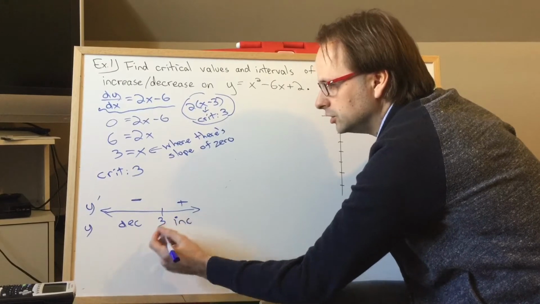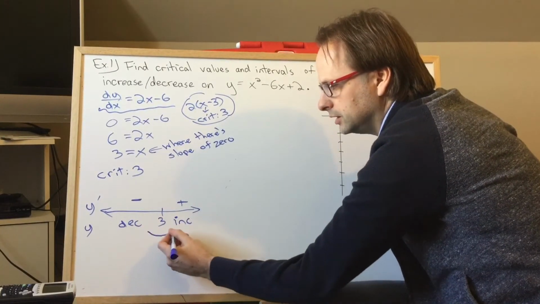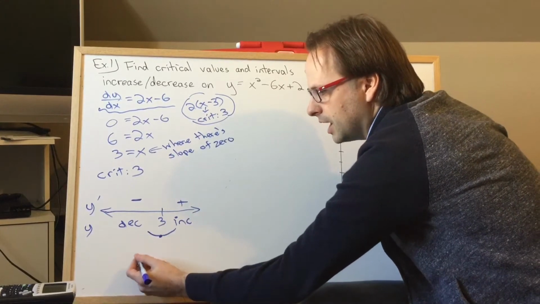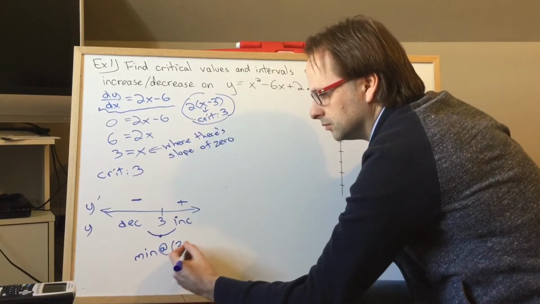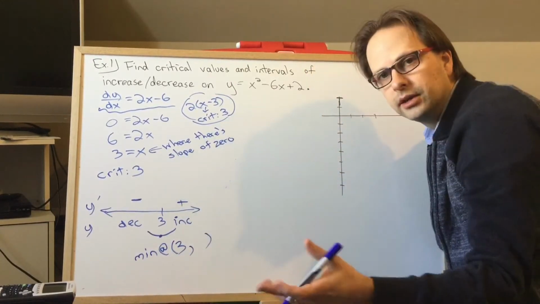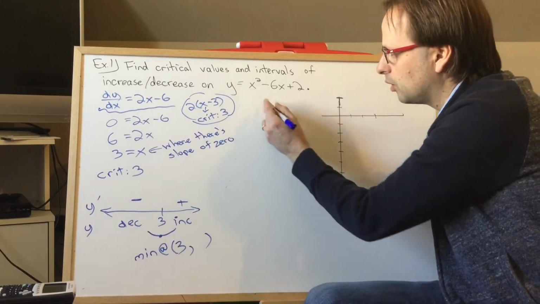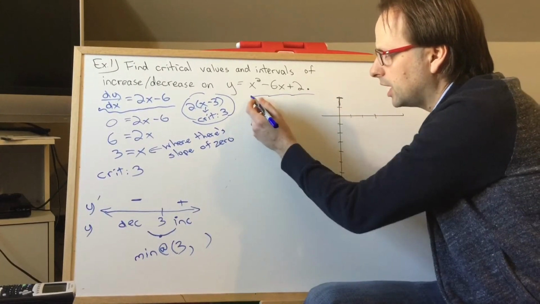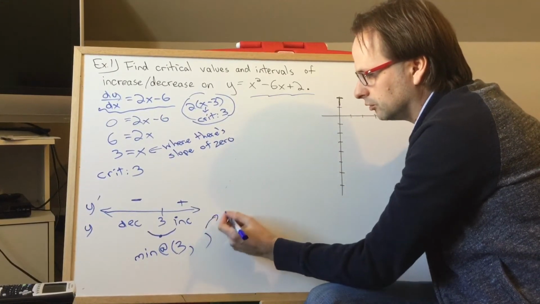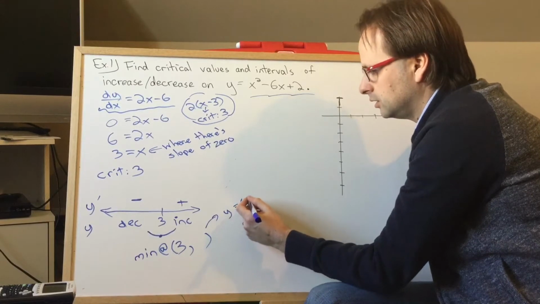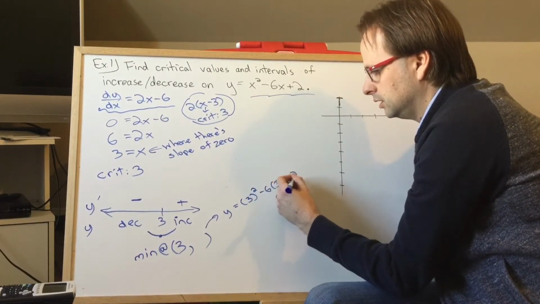So what does this function do? It goes from decreasing to increasing. Let's draw that. Decreasing to increasing. And that means we must have a minimum at 3, and it'll have a corresponding y value. Now, if I want to find that y value of the minimum, I'm going to have to sub it into the original, where it says y equals. So to find the y value, it'll have to be 3 squared minus 6 times 3 plus 2.